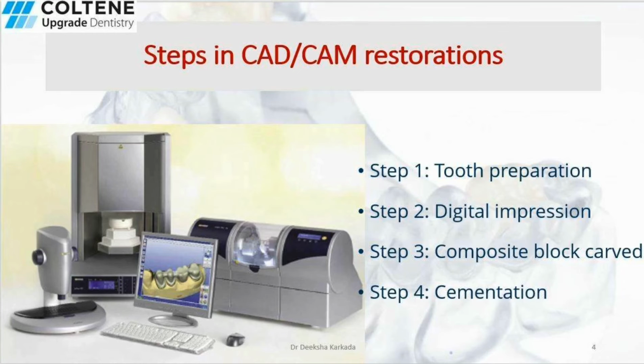Firstly, a tooth is prepared as usual. Secondly, a digital impression is made so as to be received by the CAD/CAM technology. Thirdly, a suitable shade of the composite block is chosen and it is carved so as to facilitate the shape in which the restoration has to be received. And finally, once the CAD/CAM has milled the restoration that is needed, it is cemented in place with the help of a suitable luting agent.